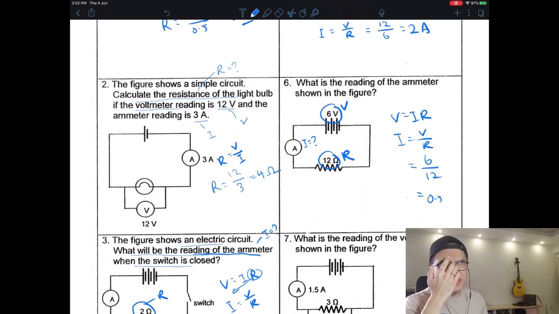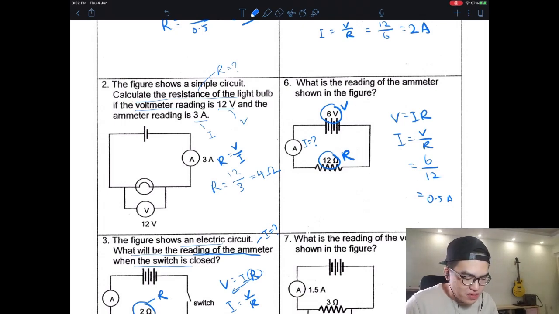Always give your answer in decimals, because for electricity, always give it in decimals, not in fraction form.